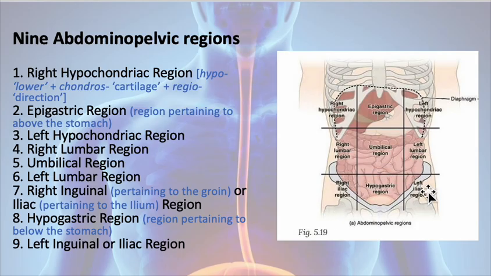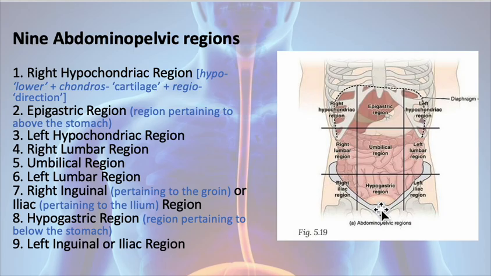The right and left iliac regions pertain to the ilium. The iliac crest is part of the pelvic bone. And so the right and left iliac regions are the right and left lower regions here. And finally, the hypogastric region. Hypo means below, so hypogastric, the lower gastric region.